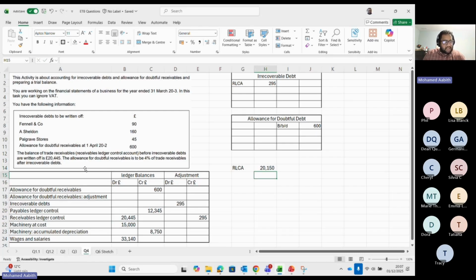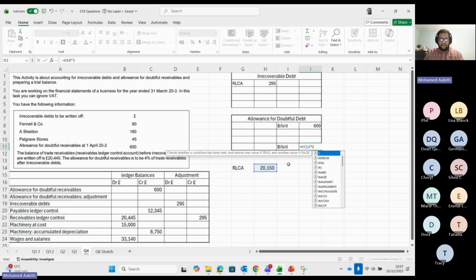But what adjustment do we need to make? The first question is the allowance for doubtful debt receivable to be set at 4% after irrecoverable debts. So here we need to have a balance brought down figure equal to that times 4%. You see, most of the questions I've seen are either 4% or 5%. So here, equal to 4%. Where did I get the 4% from?